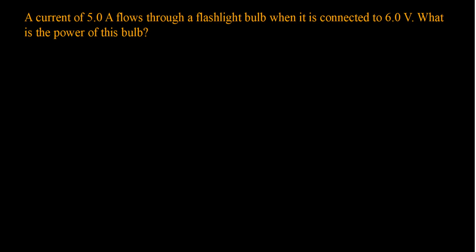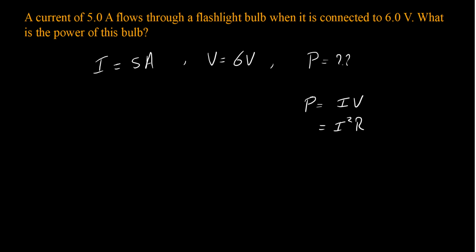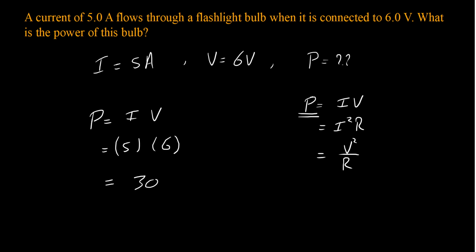Now, the way to answer this, well, I have the current, it is 5 ampere, and I have the voltage, it is 6 volt, and we are looking to find how much is the power. Well, we know from a previous video that the power could be IV, or I square multiplied with the resistance, or the voltage square divided by the resistance. But as you can see, we have only the current and the voltage, so our choice will be the first form. The power will be I times the voltage, that's 5 ampere multiplied by 6 volt, and that should give us 30 watt. Okay, so that's the electric power of this flashlight bulb.